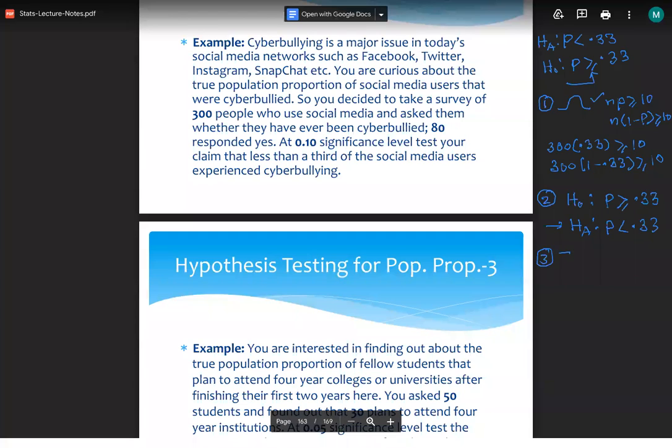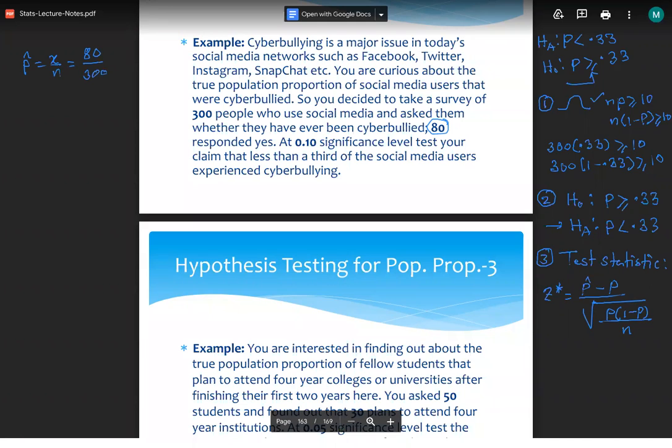Number 3, test statistic. So the test statistic is Z star, which is equal to P hat minus P, all of it divided by the square root of P times 1 minus P divided by the sample size N. Now P hat is X over N, right? X is how many people said they have been cyberbullied. It's 80 divided by 300.